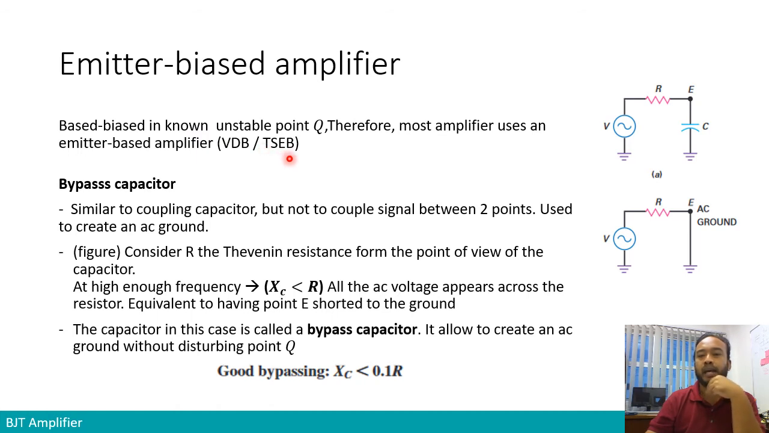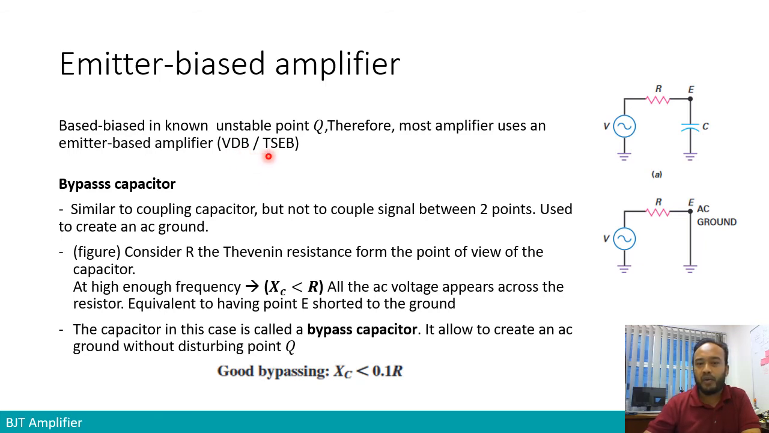The TSEB stands for two supply emitter bias. So instead of having only one supply on the base, we would have one supply on the base and another supply on the emitter. So it is another precision that you may look into if you are interested. But what we have discussed last week, for example, is VDB, which is the voltage divider emitter bias amplifier.